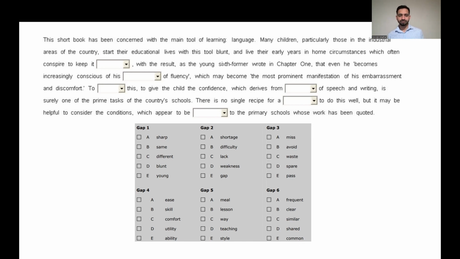So they've got lack of fluency, which may become the most prominent manifestation of his embarrassment and discomfort. Two, I think to solve this, right? So that comes to mind, but we'll have a look: to avoid this, or to miss this, to waste this, to spare this, to pass this. To avoid this, I think I'm going to go with avoid this. To give the children the confidence which derives from ease of speech, skill of speech, comfort of speech, utility of speech, ability of speech, ease of speech, right? Ease of speech and writing is surely one of the prime tasks of the country's schools. There is no single recipe to do this well.